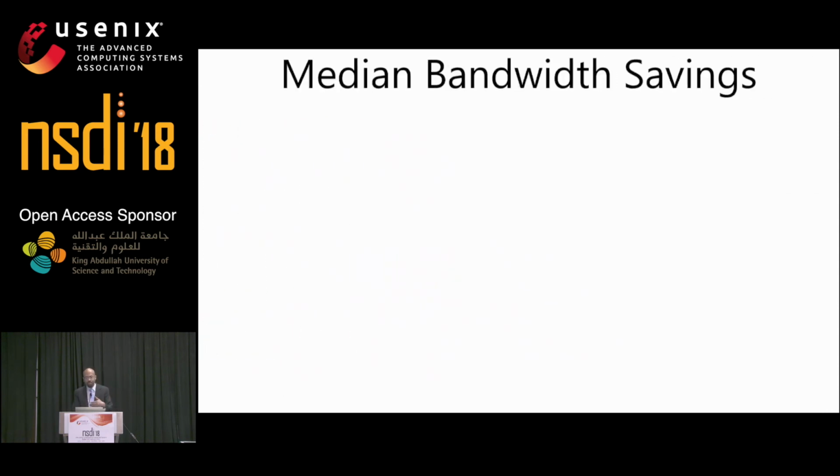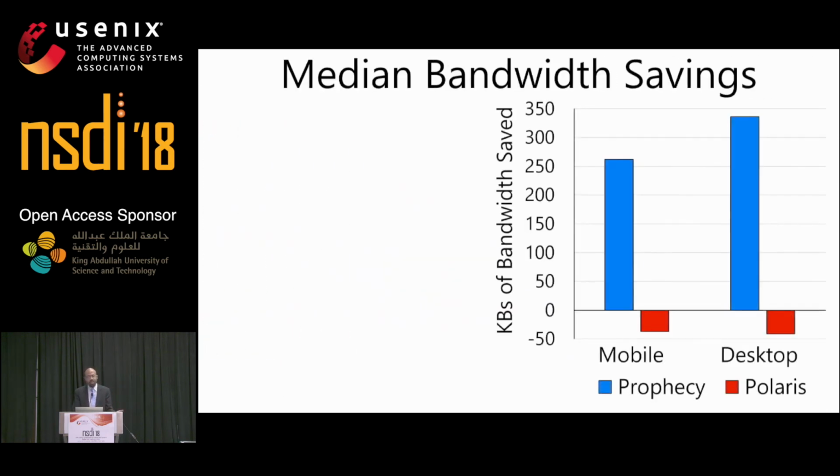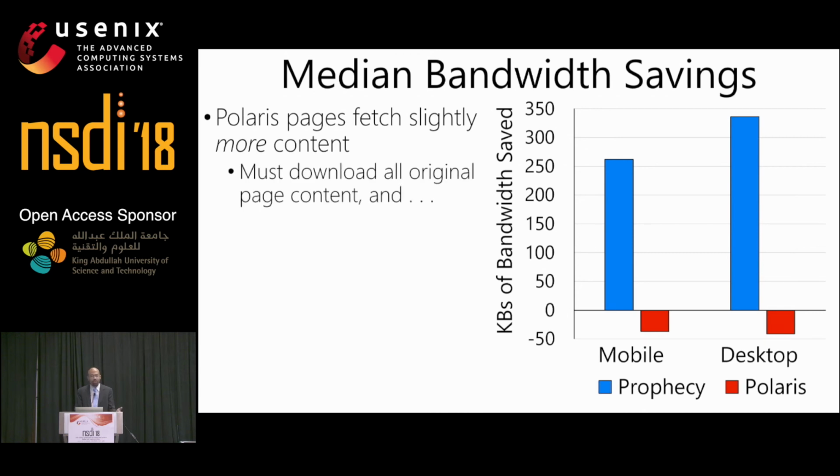So let's now look at median bandwidth savings. Once again, our comparison will be Polaris. Here I show results for both the mobile setting and the desktop setting. And so what we see is that Polaris pages fetch slightly more content than a normal version of a page load. The reason is that in Polaris, you have to download all the original page content, plus the Polaris JavaScript library and the scheduler metadata. So that's going to add up to roughly 40 kilobytes of data.